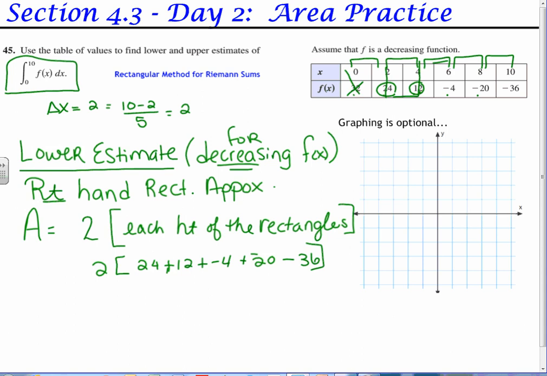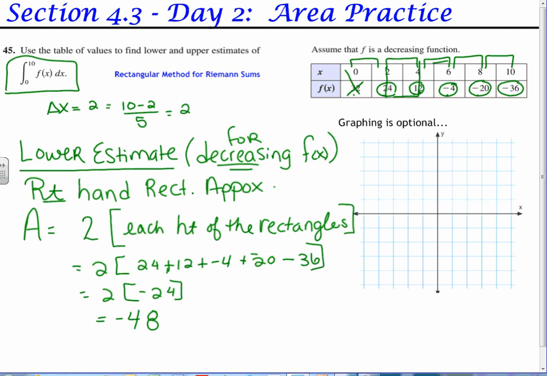My next rectangle, the right hand is -4 and -20. And right hand means I'm going to use that last value. So there are those four, and I know you can probably do the math on that. It looks like I get -24 when I add those up. So overall, I'm getting a -48 for the value of the integral from 0 to 10.